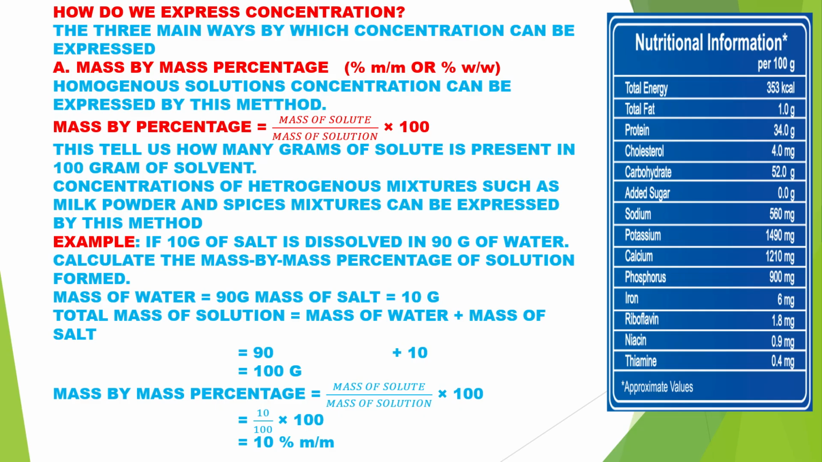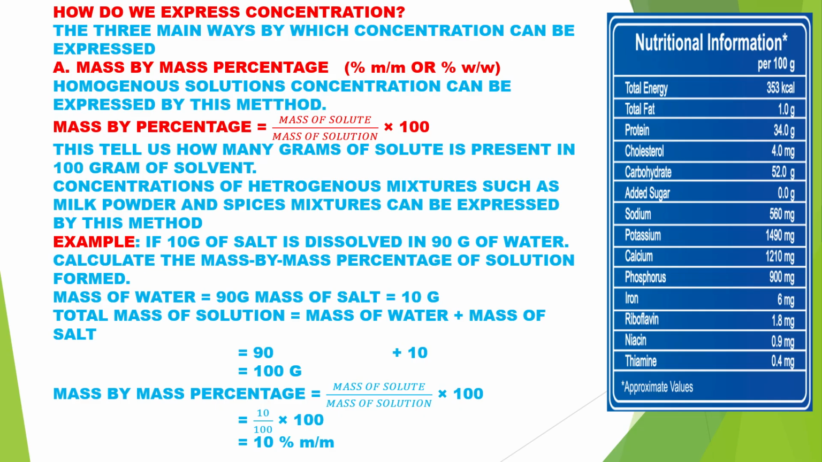The example is: if 10 gram of salt is dissolved in 90 gram of water, calculate the mass by mass percentage of the solution formed. Mass of water is 90 gram, mass of salt is equal to 10 gram. Total mass of solution is mass of water plus mass of salt. Now both add up to become 100 gram. Mass by mass percentage is mass of solute upon mass of solution, 10 upon 100 into 100, that is 10% per m upon m.